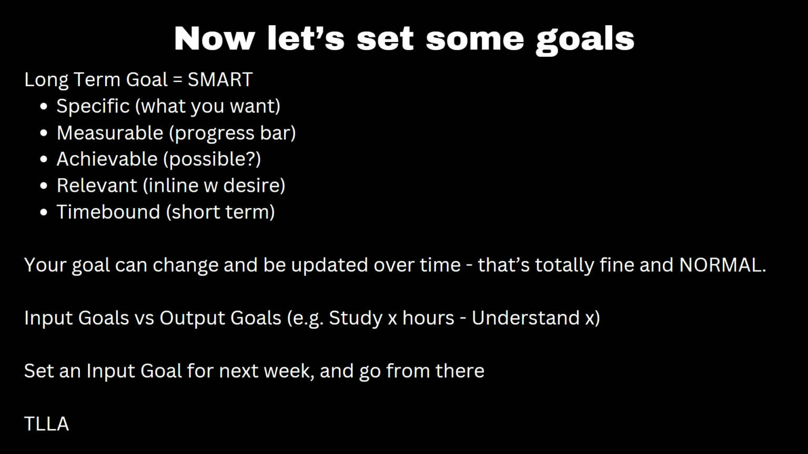Relevant is basically, is it in line with your desire? Very simple example: if you want to live in Japan and you decide to learn French, that is a very clear example of it not being in line with your desire. So actually unpack your desire. It could be you want to live in this country, etc. You'd be surprised, but make sure the language you're trying to learn is actually in line with your desire, or you're going to be wasting time and being unfulfilled.